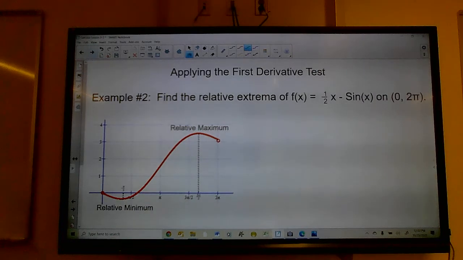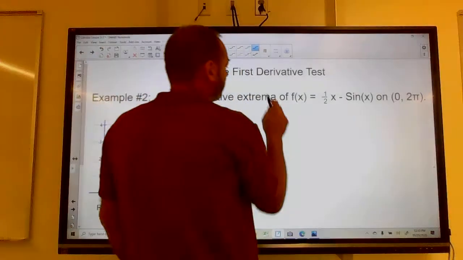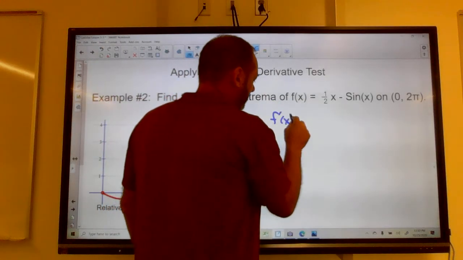Find the relative extrema of f of x equals 1/2 x minus sine x on the interval from 0 to 2 pi. Okay, so here's a nice little graph. We can compare our answer to the graph. So again, first thing I do is I take f prime of x.